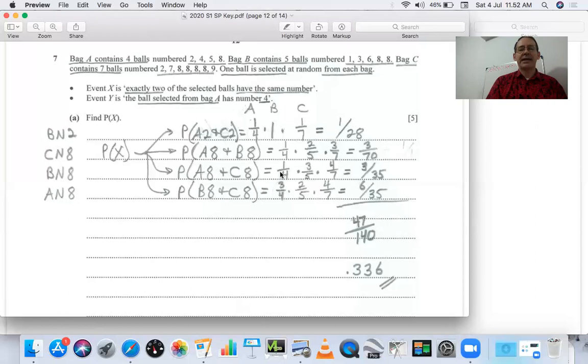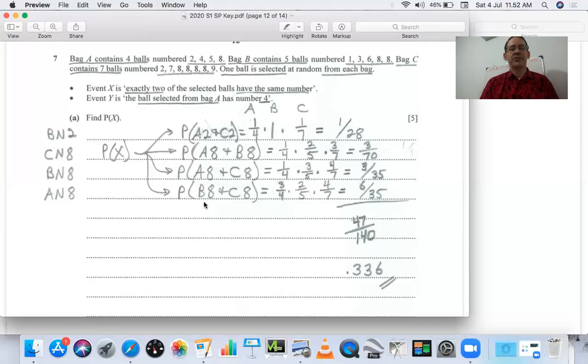Now for the A8 again, it's 1/4. Now the B is not 8. So if we take the 8s away from the B, that's 3 left out of 5, 3 out of 5. And for our C8, there are 4 8s out of 7. So 4 out of 7 gives us a total of 3 out of 35 for that.